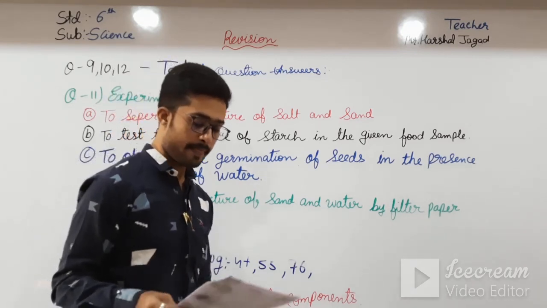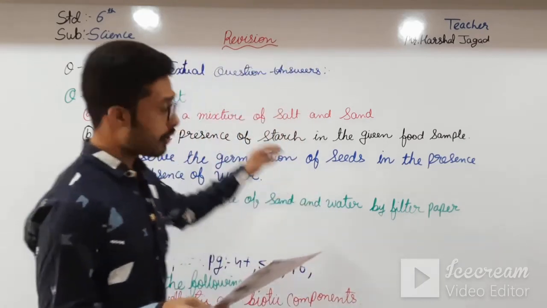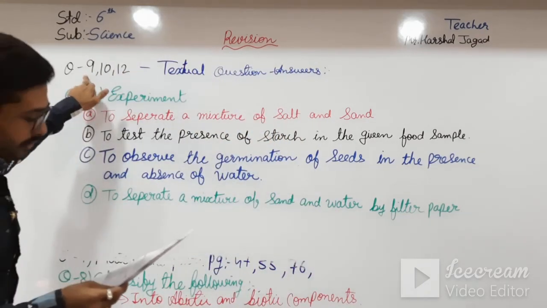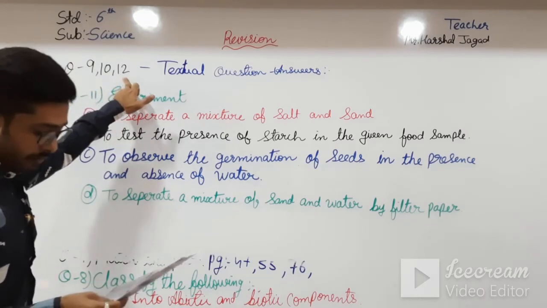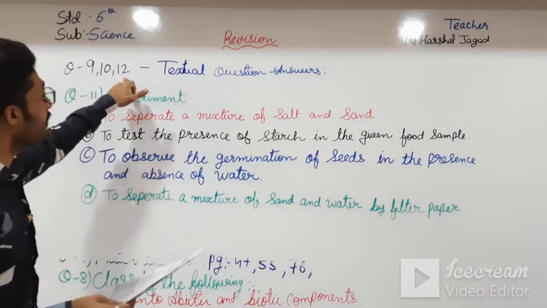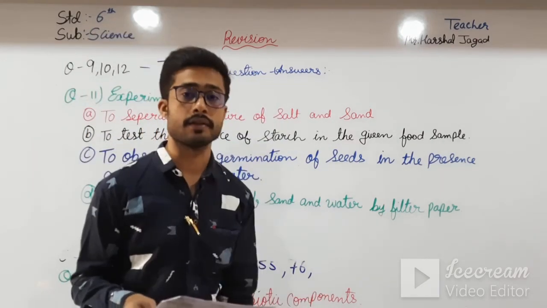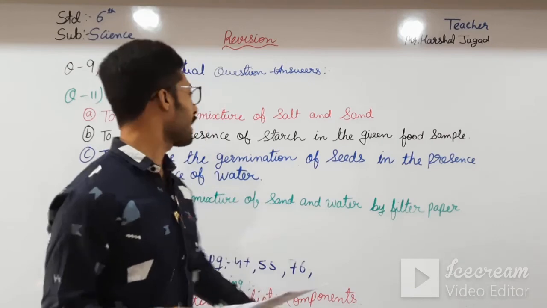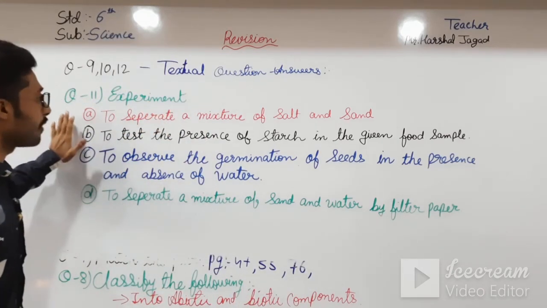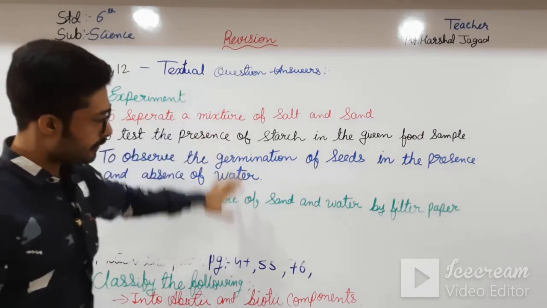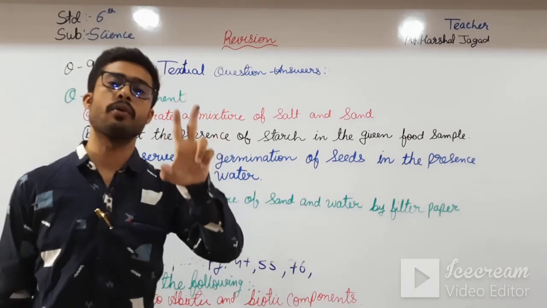Okay students, now moving forward: answer in 1 or 2 lines, that is question number 9. Question number 10, answer in 2 to 3 lines, and answer in brief, that is question number 12. Those are all from the textual question answers. And the last one, question number 11, experiments: from these 4, any 3 will be there in the paper, and from those 3 you have to write only 2.